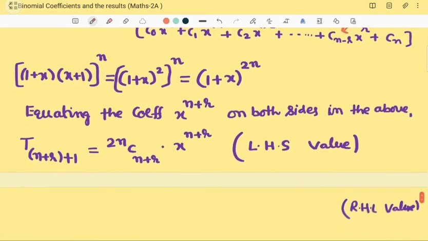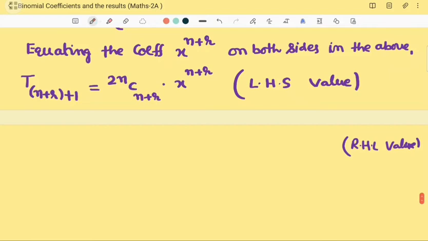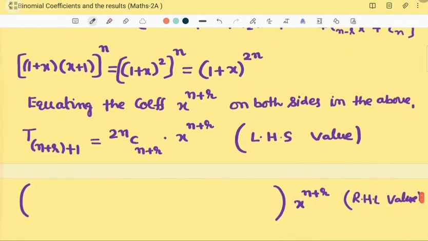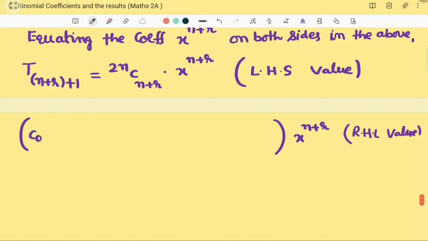For understanding purposes, I have given arrow marks here. Observe that, dear students. So here, the x^(n+r) coefficient I am writing in the RHS. What values are we getting here? C0 Cr plus C1 C(r+1) plus C2 into C(r+2) plus and so on, C(n-r) into Cn.